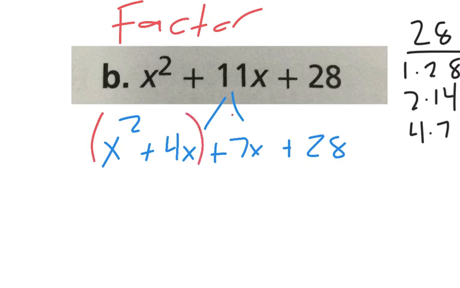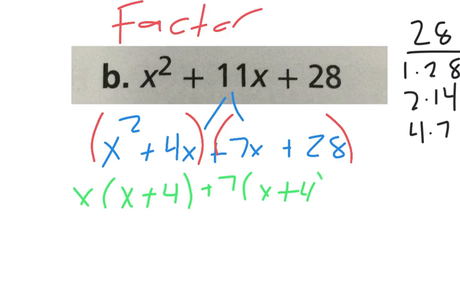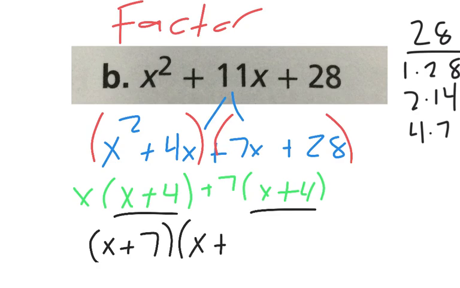I'm going to factor by grouping because I have 4 terms. Group the first 2 together. The GCF of x squared and 4x is x. That leaves me with x plus 4. The GCF of 7x and 28 is 7. That leaves me with x plus 4. At this point, your parentheses must match for grouping to work, and they do. That means this factors to be what's in front of the parentheses times the matching parentheses: x plus 7 times x plus 4.